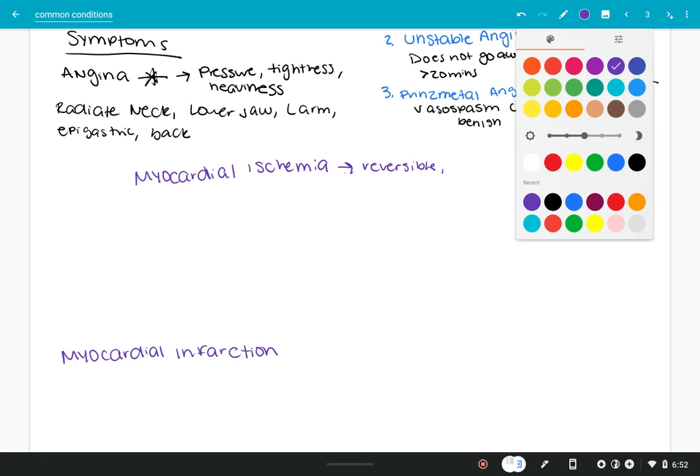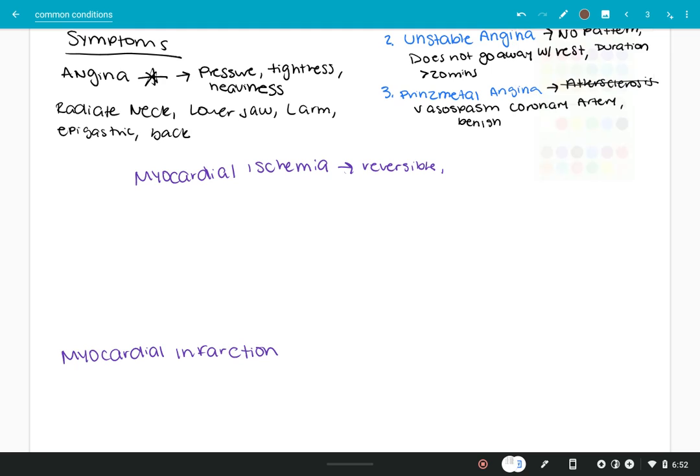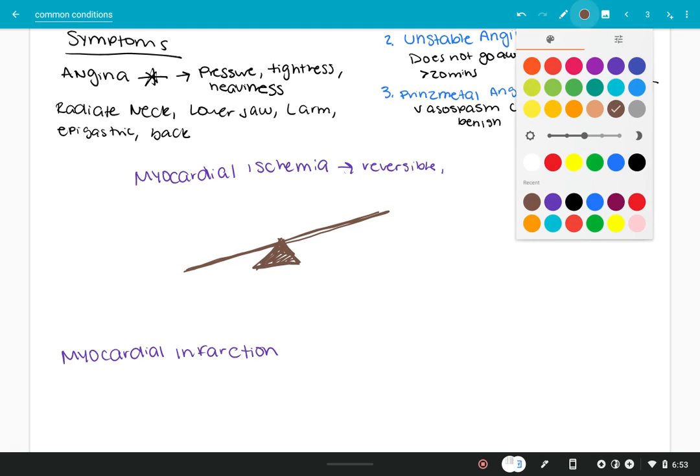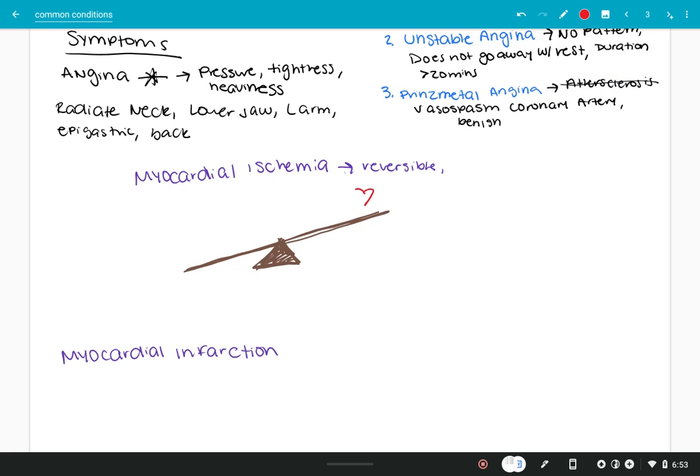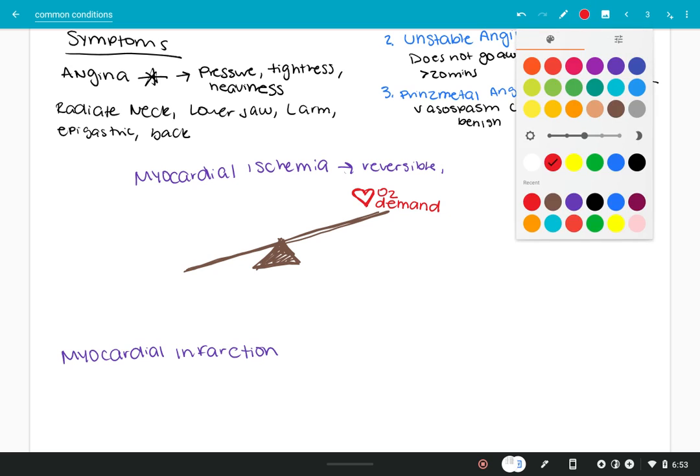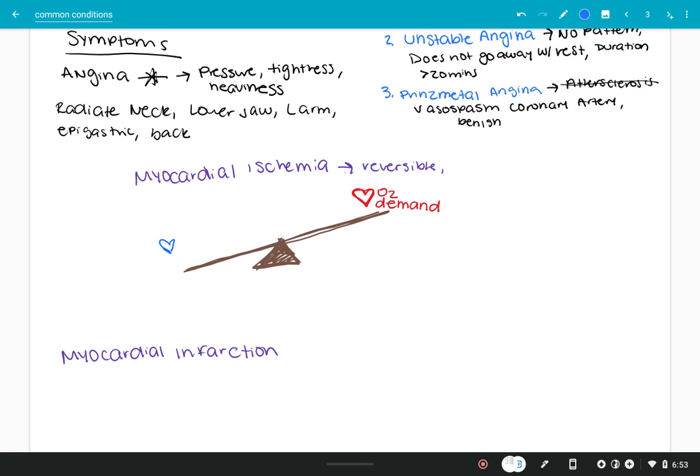Here, let's draw a picture. I haven't drawn any pictures on this one. So let's draw a little seesaw. This is what causes, right, so we have a little seesaw. So for myocardial ischemia, remember this is reversible. Ischemia happens when the heart's oxygen demand is greater than the myocardial oxygen supply.